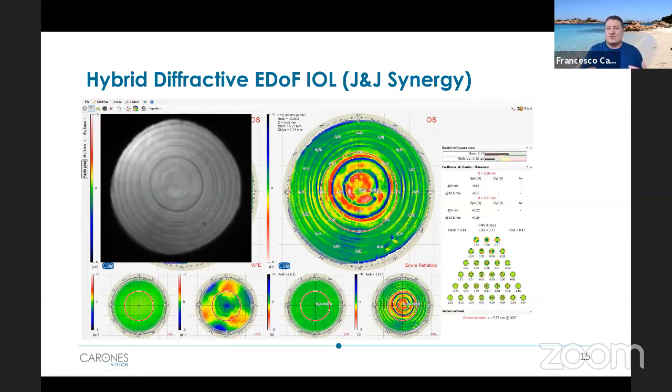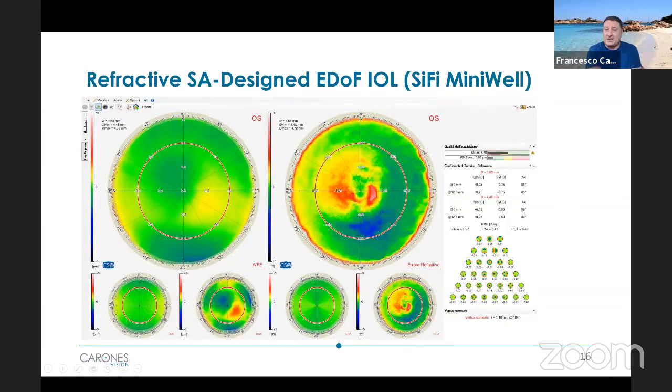And what is again very interesting to see is that these very complex optics, when evaluated only for assessing low-order aberrations, look like plano. So all these complex colors finally just bring the lens to being plano, as it was intended to be. Here is another design. This is a refractive spherical aberration designed EDOF, the Mini Well from SIFI.